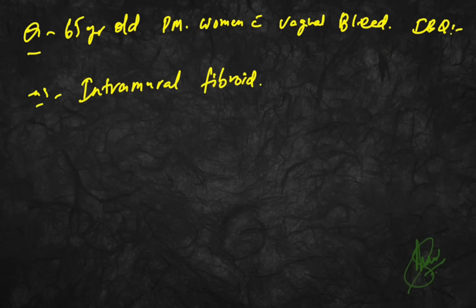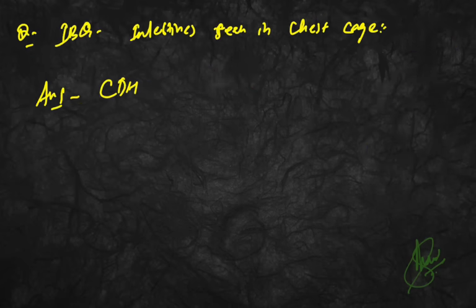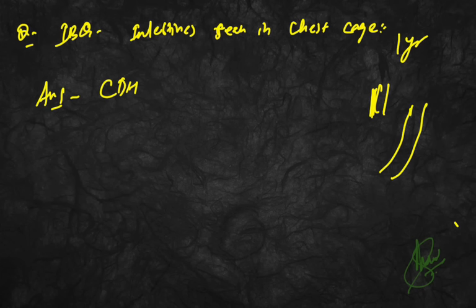Now 65-year-old postmenopausal woman with vaginal bleed, one image based question of fibroid is given. So answer is intramural fibroid. Image based question in which intestines of a 1-year-old are moving towards the rib cage. So this is an easy question, much repeated, and it is congenital diaphragmatic hernia.